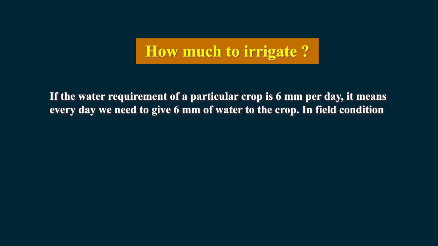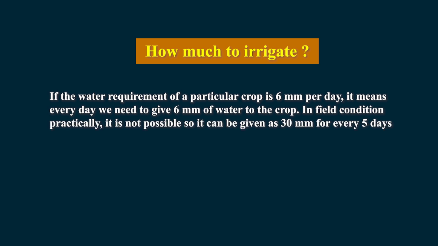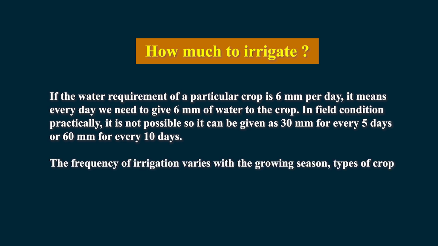In field conditions, practically, it is not possible, so it can be given as 30 mm for every 5 days or 60 mm for every 10 days. The frequency of irrigation varies with the growing season, types of crops, and types of soil and its condition. Let us take a look at the water requirement of some vegetable crops.